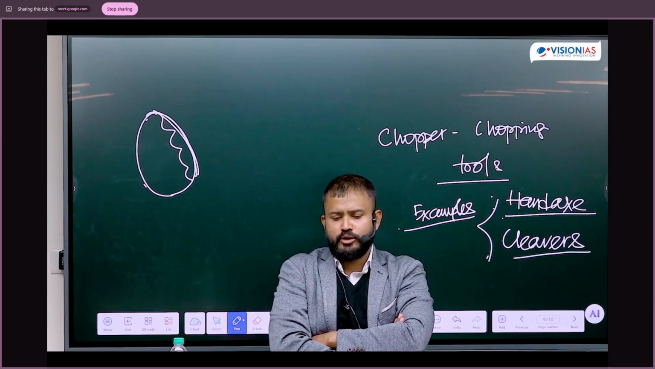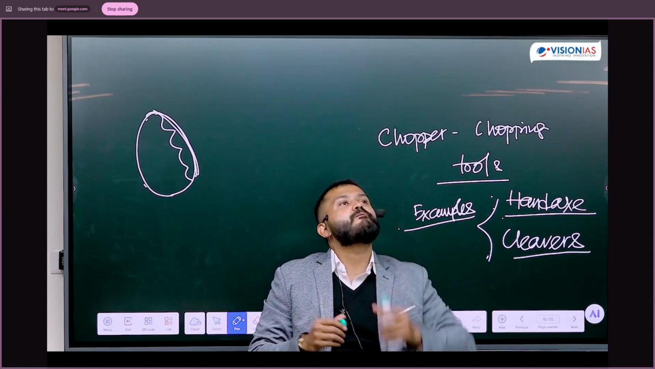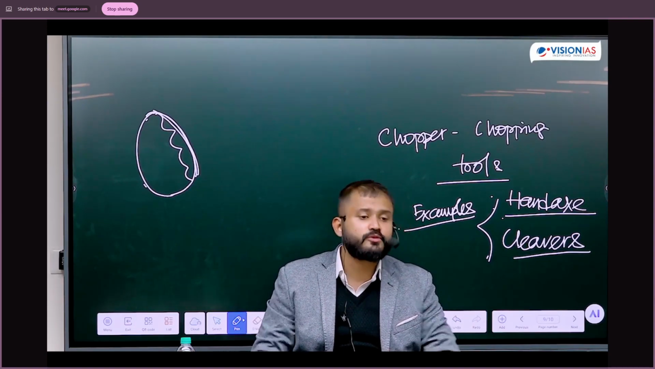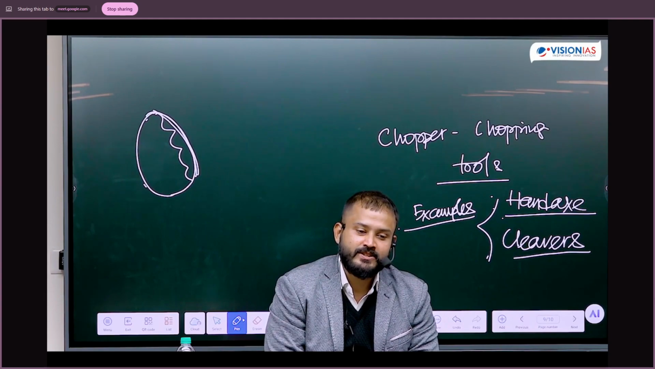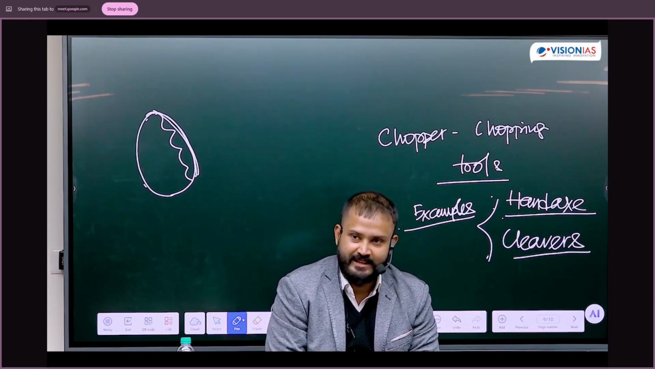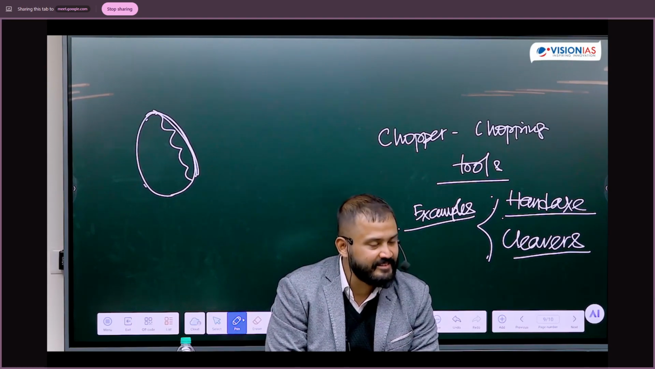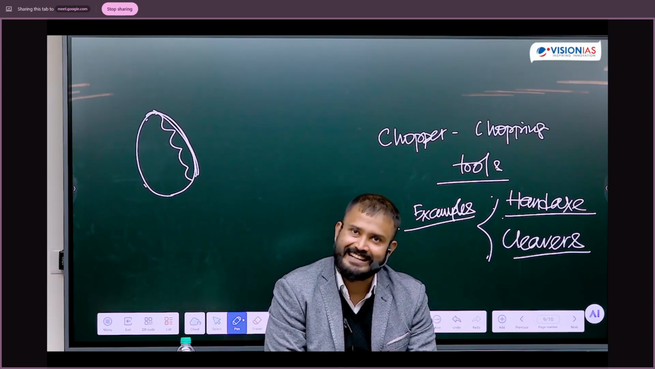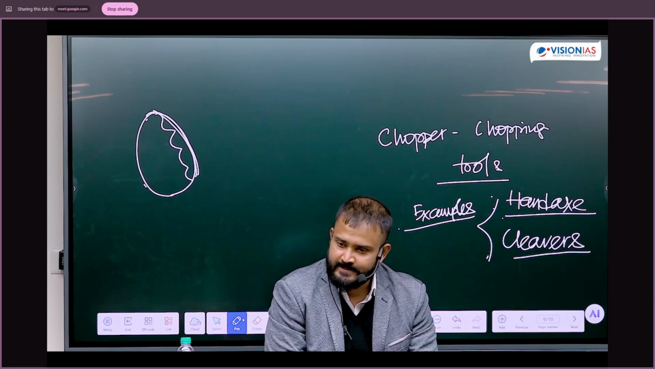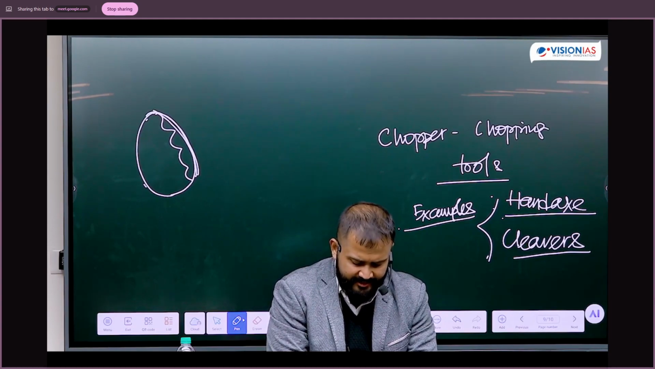The Paleolithic men used chopper chopping tools, and examples include hand axe, single word. You can consult the spelling on the board. Hand axe and cleavers, C-L-E-A-V-E-R-S. Hand axe and cleavers.